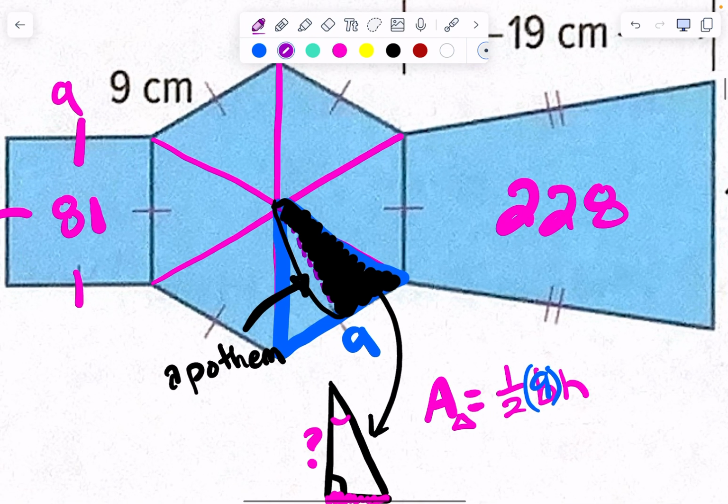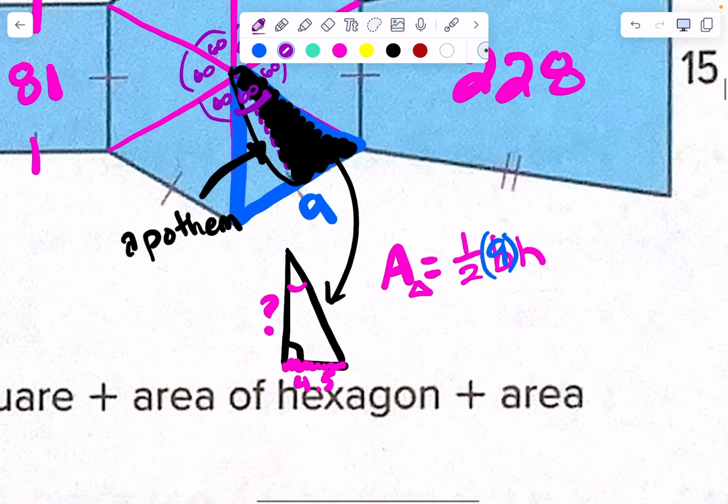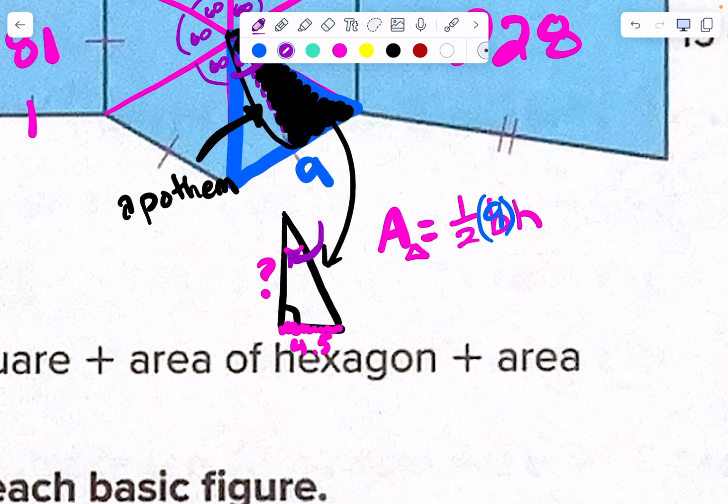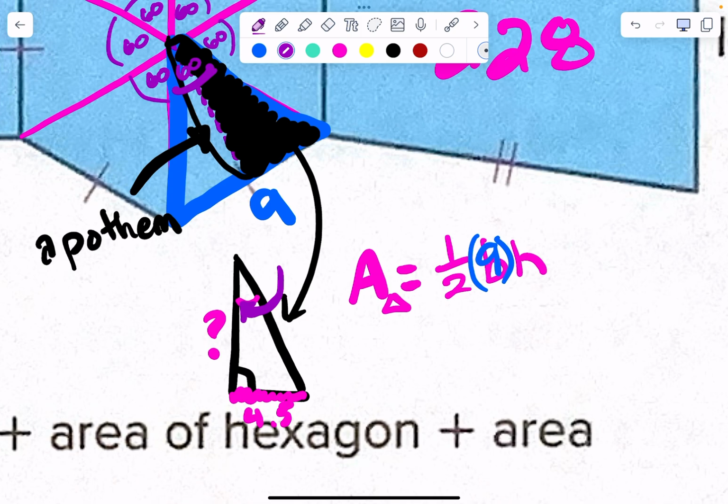So let's go back to our original diagram. There are 6 of these. What do all 6 of those add up to be? 360. So what does each one have to be? 360 divided by 6 is 60. So each one of these is 60, all the way around. Now, how much is just this little guy? 30. You're right. He is 30.